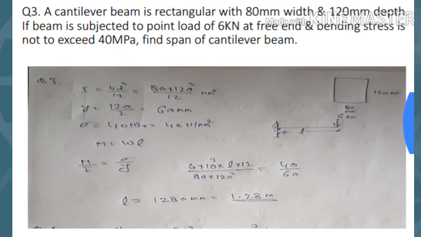By using the bending formula M upon I equal to sigma upon y, we put the values: M as 6 into 10 power 3 into L, divided by I as bd cube by 12, 80 into 120 cube by 12, equal to sigma, given as 40 megapascal, so we can say 40 Newton per mm square, divided by y, which is 120 by 2, that is 60. So in this way we can calculate the value of length as 1280 millimeter, or we can say 1.28 meter.